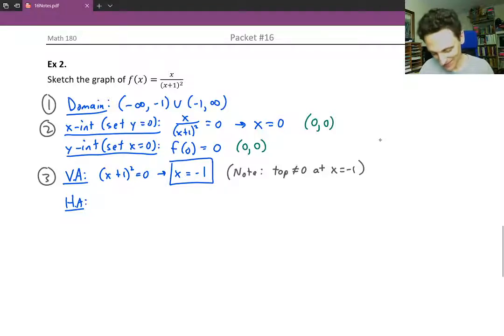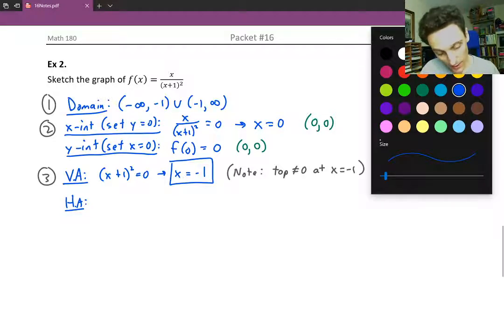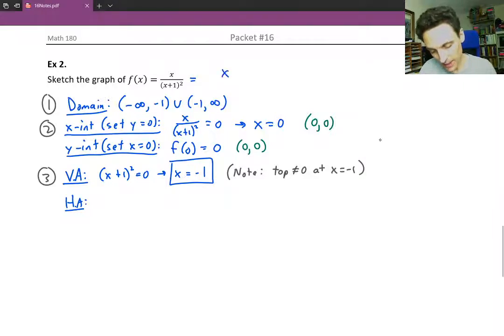Ha ha ha. So the horizontal asymptotes for rational functions, we're going to look at the degrees to determine them. So let's go ahead and expand out the denominator. We have x squared plus 2x plus 1, just so that we can look at the degree of the bottom. It's degree 2 on the bottom, degree 1 on the top, so since the top degree is less than the bottom degree, we'll have a horizontal asymptote y equals 0. That was one of the heuristics for rational functions.